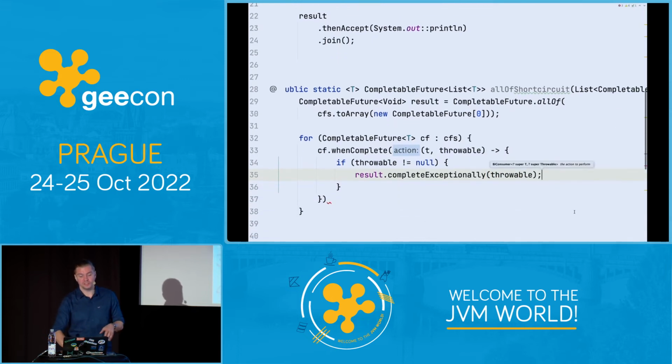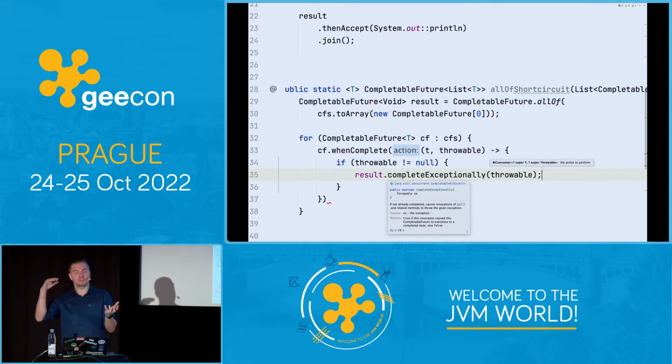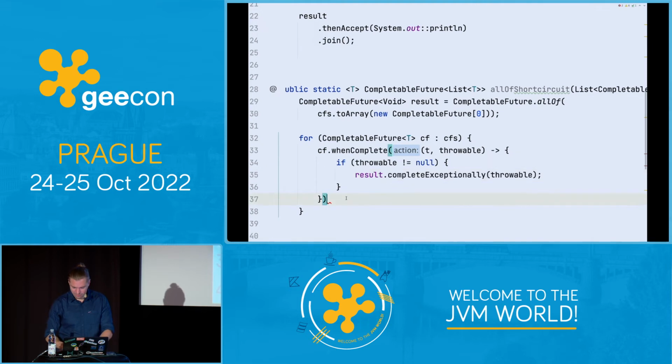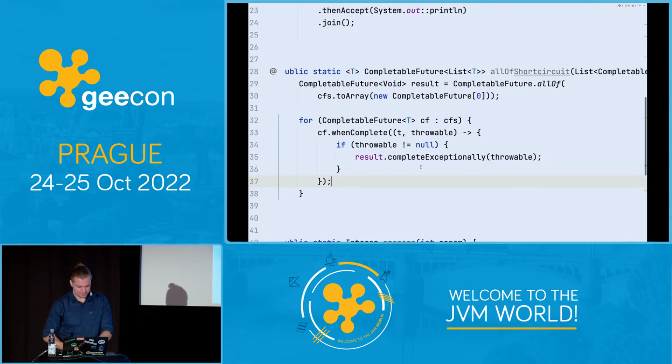Here we are introducing a gentle race, because we have a result which is supposed to be completed when all the futures complete, but we introduce another path. So if one of those futures completes with an exception, just complete the result first using that exception. By the way, this is safe. This is safe according to the JMM, so don't worry about that.